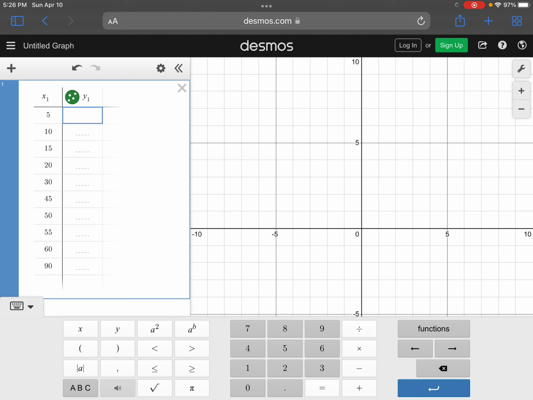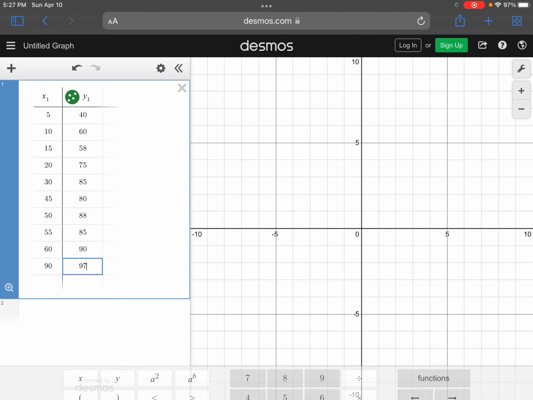And then those y values were 40, 60, 58, 75, 85, 80, 88, 85, 90, and 97. So for our x values, we have the number of minutes studied, and for our y values, we have the score on the exam.